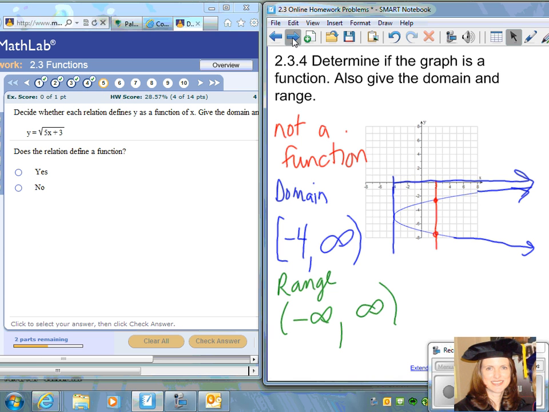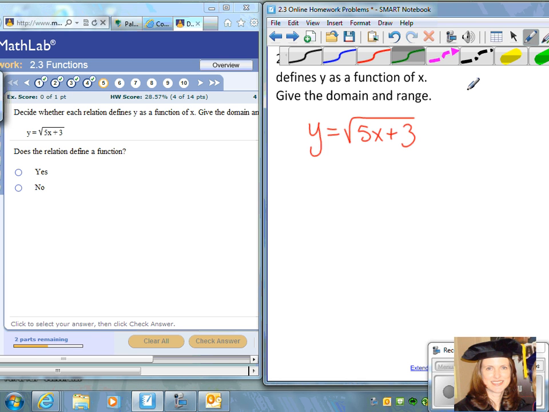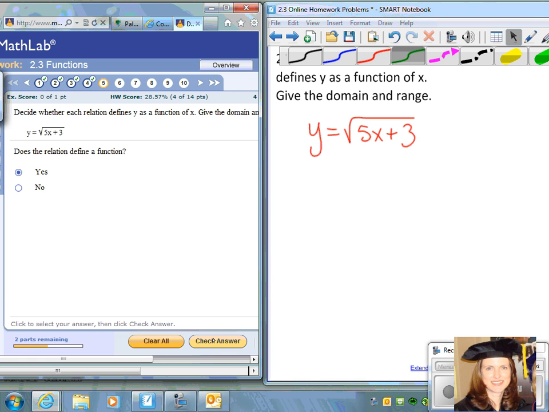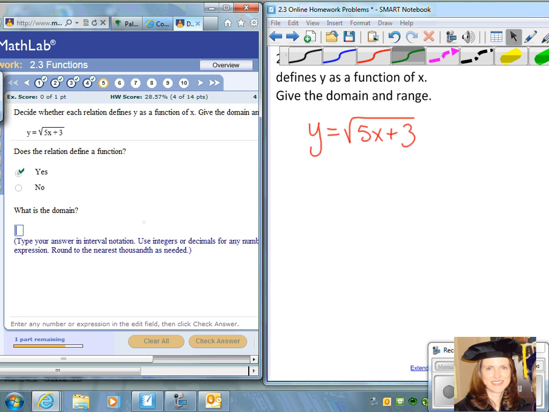Number 5. We want to decide whether this relation defines y as a function of x and give the domain and range of the function. Here we could say this does define y as a function of x. In other words, we can write this as y equals something with an x in it. So the answer to the first part is yes, it is a function because we have y by itself equal to an expression that has an x in it.